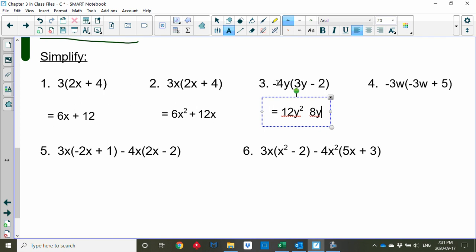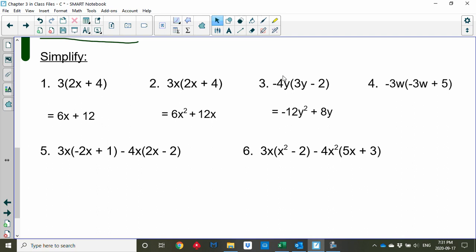Now, for the first time, what do you notice is out front? This is a negative. So this positive term goes to a negative. This negative term goes to a positive, and you're done. The expansion of negative 4y times 3y minus 2 is negative 12y squared plus 8y. Try this one on your own, pause the video, and then come back and see if you got it right.